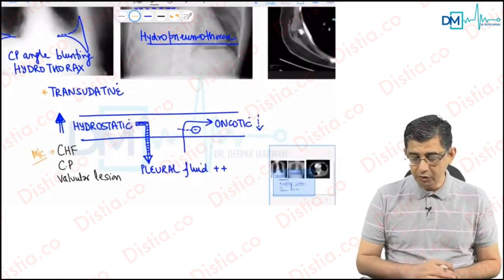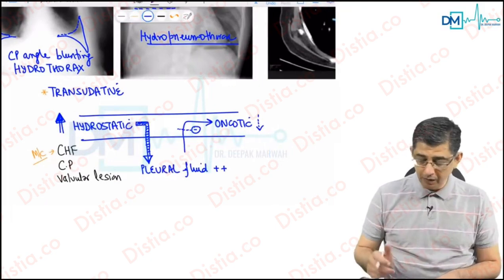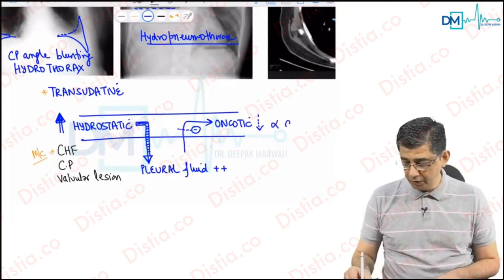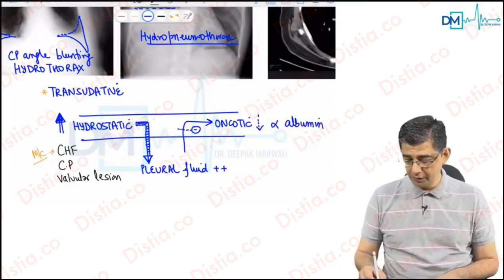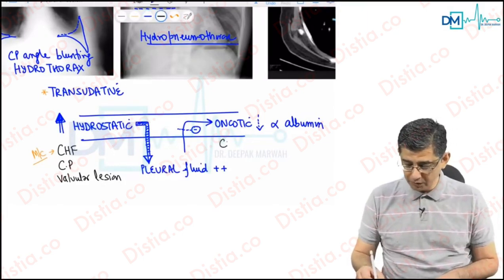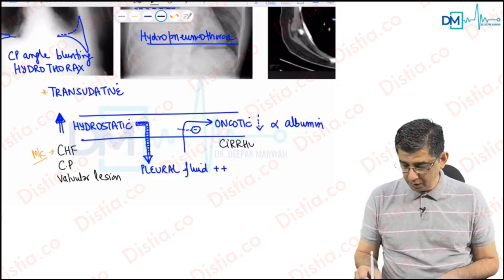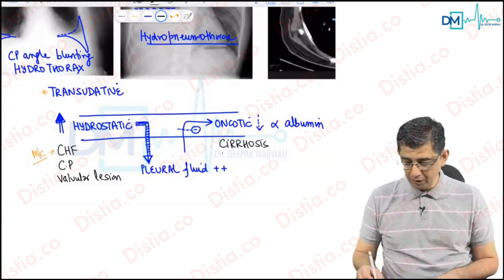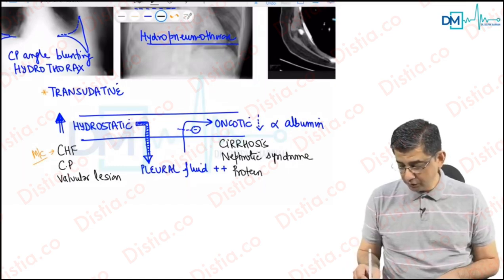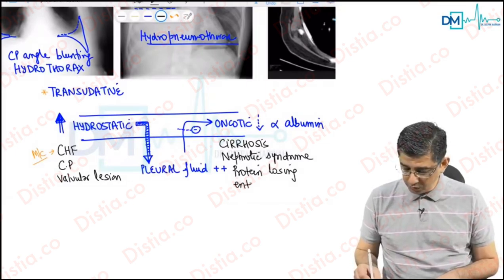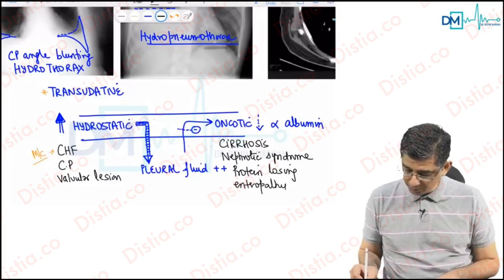In contrast, reduction of oncotic pressure is directly related to the value of albumin. So if albumin in the blood is lower, for example in cirrhosis, nephrotic syndrome, or protein losing enteropathy, whenever you have hypoalbuminemia due to any of these conditions, you are going to have a transudative pleural effusion.